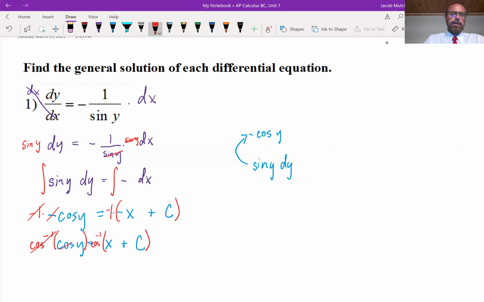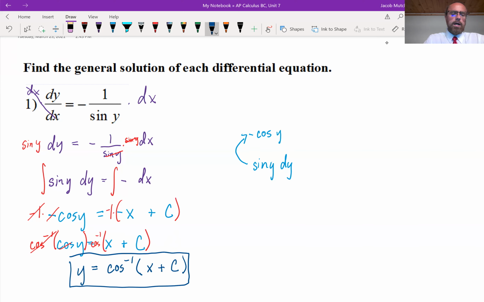That's going to cancel my cosine. So at that point, I've got simply y on the left, and on the right side, I've got inverse cosine of the angle x plus c. Once I've gotten down to a solution that has y equals everything else on the far right side, I am done. We've solved our differential equation.